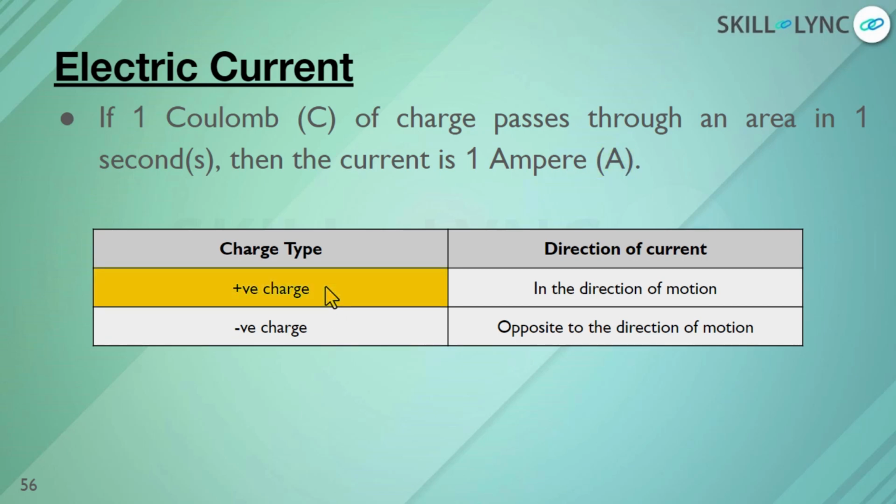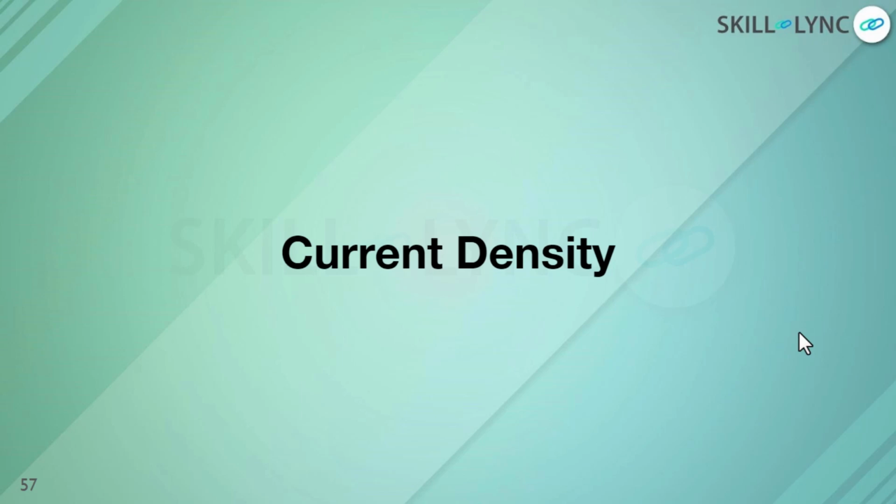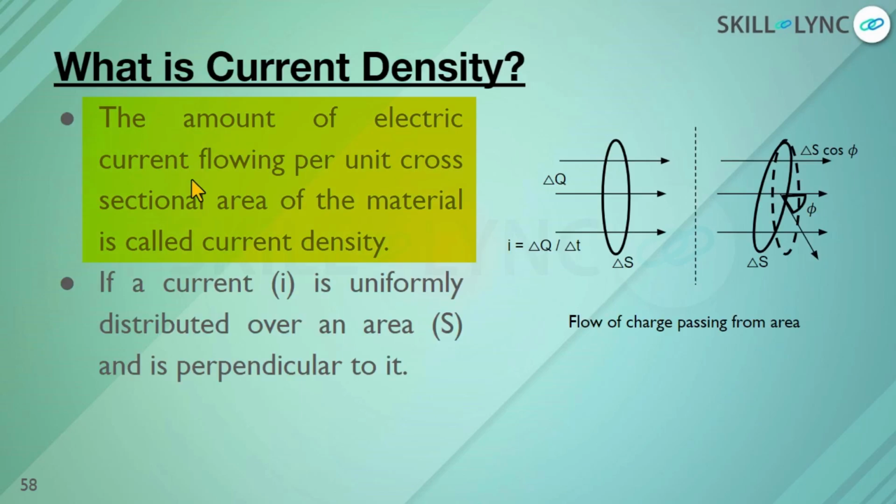If the charge is positive, then the direction of current will be in the direction of motion. That is, if the charge passing through an area is positive, then the direction of current is the direction of motion of the charge. And if the charge is negative, then the direction of current is opposite to the direction of motion of the charge. What is current density? The amount of electric current flowing per unit cross-sectional area of the material is called current density.